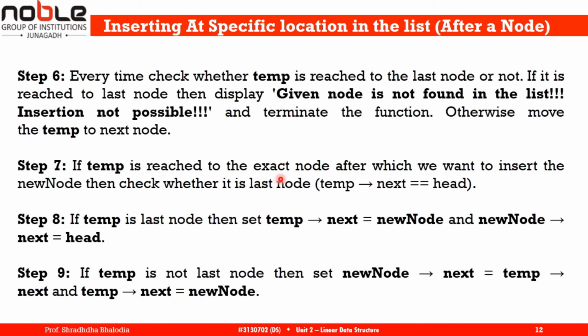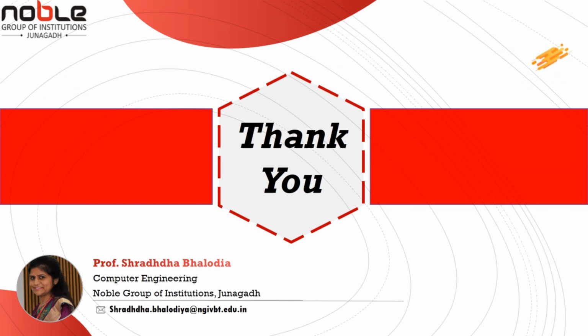If temporary has reached the exact node after which we want to insert the new node, then check whether it is the last node by using the condition temporary's next is equal to head. If temporary is the last node, then set temporary's next equal to the new node and the new node's next equal to head, as we did in inserting at the end of the list. If temporary is not the last node, then set the new node's next equal to temporary's next and temporary's next equal to the new node. So this is how insertion is done in the circular linked list at specific positions. So this is the insertion operation in the circular linked list.